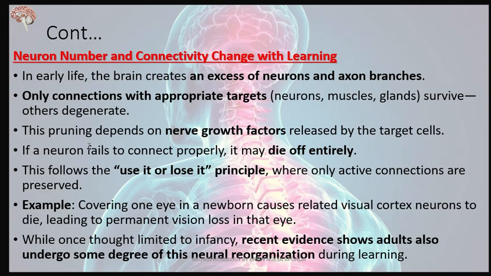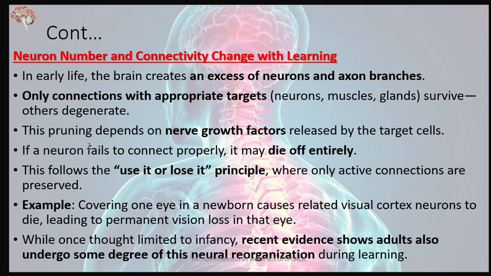Example. This is a good experimental example. Covering one eye in a newborn causes the related visual cortex neurons to die. This is because one visual cortex is normally supplied by a particular eye. So if these signals are blocked, this visual cortex will not be used. And therefore, even when you restore the vision of this individual, they might still not be able to see. This is because they did not use it, and therefore they lose it.